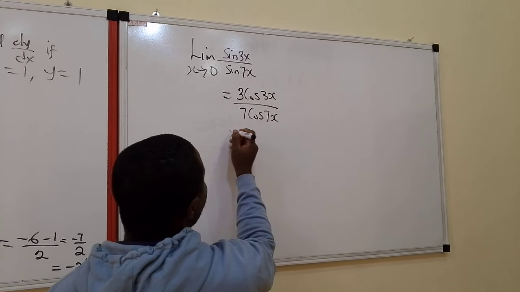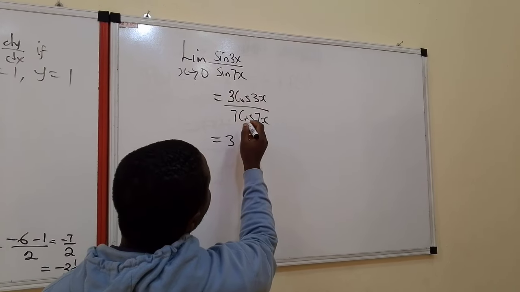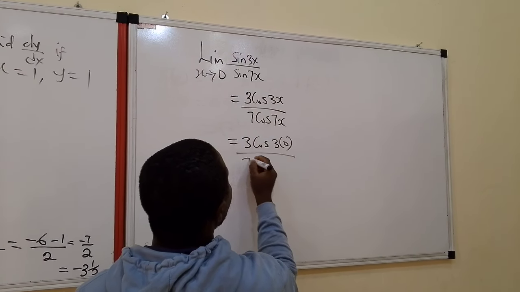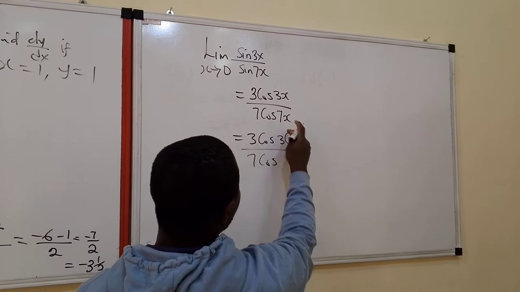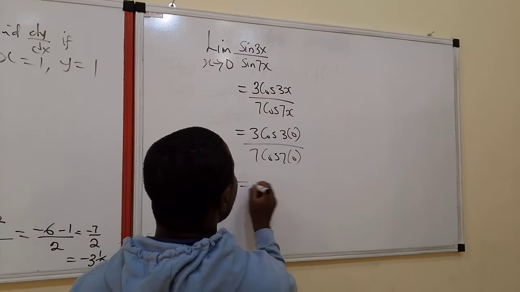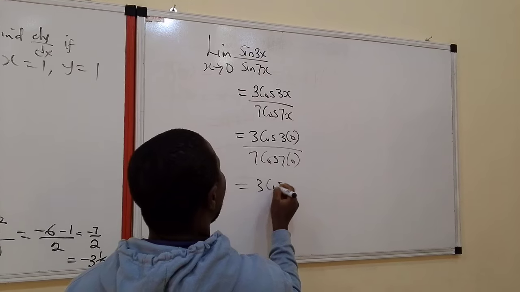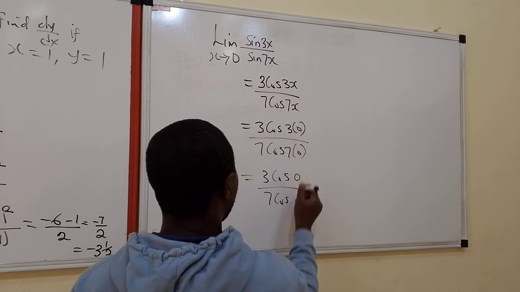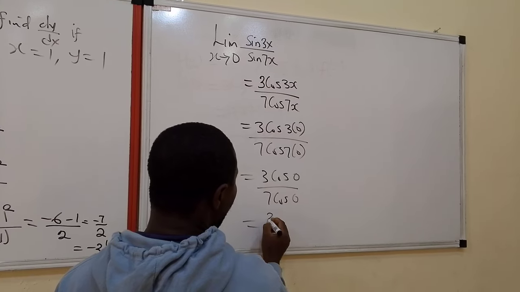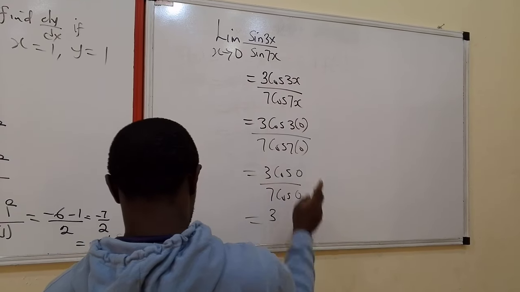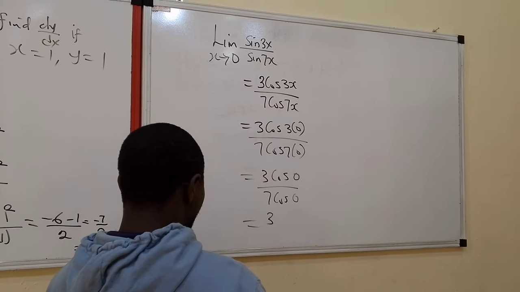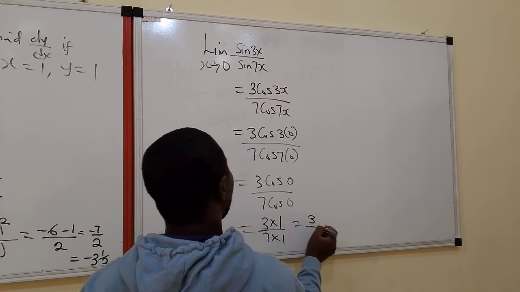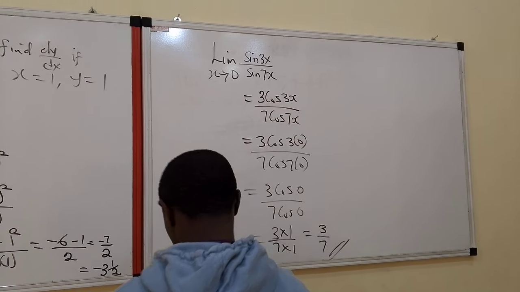I have 3 cos 3x, that will give me 3 cos 3 into 0 over 7 cos 7 into 0. 3 cos 3 times 0 is 0. 7 cos 7 times 0 is 0. This will give me 3. What is cos 0? Cos 0 is 1. So that will give me 3 times 1 over 7 times 1, which is 3 over 7. Final answer.